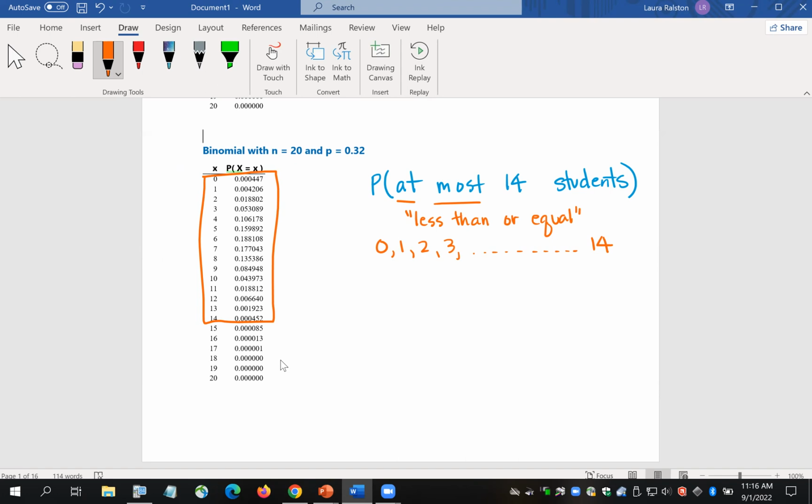Okay, so when I get all of those added together, I get 0.99901. Okay, so if I add from the x value of 0 to the x value of 14, if I didn't make an error, I get 0.999901. So there's practically 100% chance that I would have at most 14 students participate in a community volunteer program.